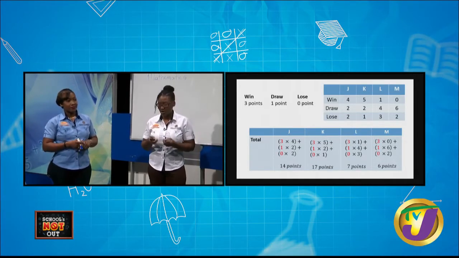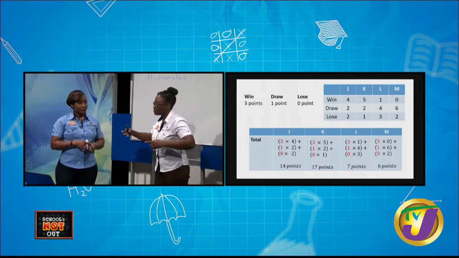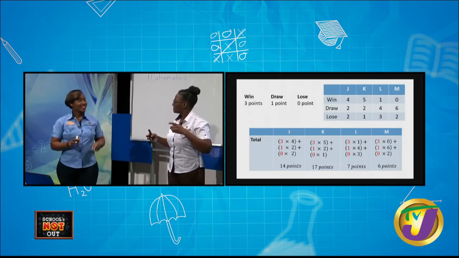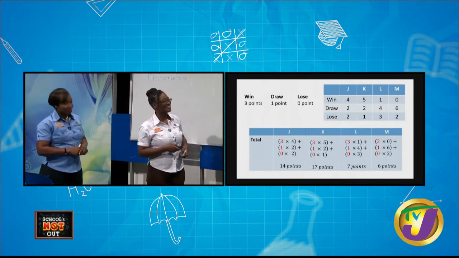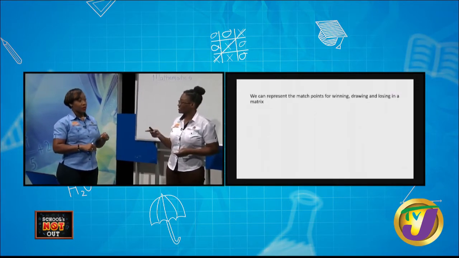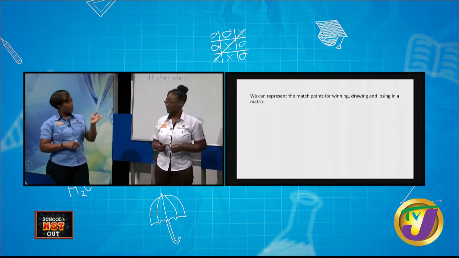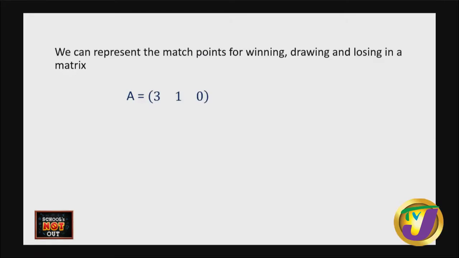I'm wondering if we could actually put this information, which is in a table now, in a way that you're more familiar with. When you look at this, you will see a more familiar representation. So we can represent the match points for winning, drawing, and losing in a matrix. Let's see what that matrix looks like. So we have 3, 1, 0. This looks like a 1 by 3 matrix.